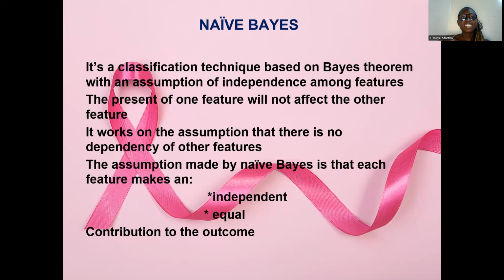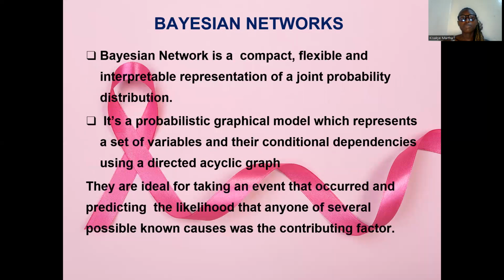So naive Bayes is a classification technique based on Bayes' theorem, with an assumption of independence among features. This works on the assumption that there is no dependence between features, so every feature is independent on its own. The assumption made by naive Bayes is that each feature makes an independent, equal contribution to the outcome.